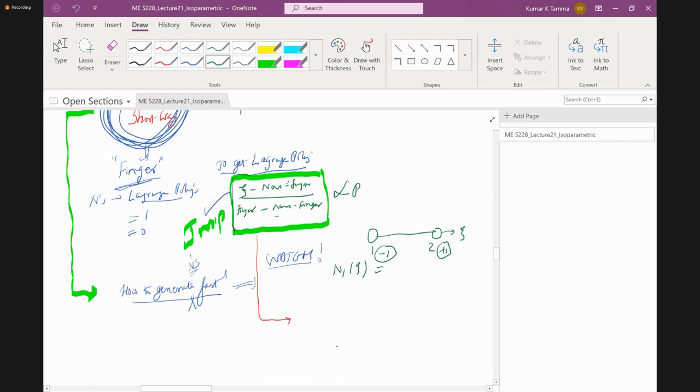N1, so I finger N1. I finger this one. So what if I finger this one? What would be N1? Read the formula.